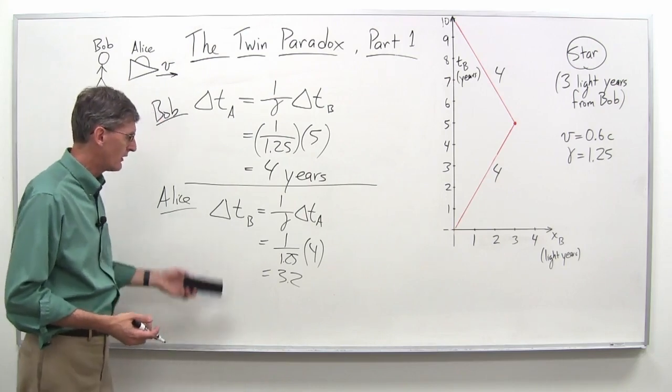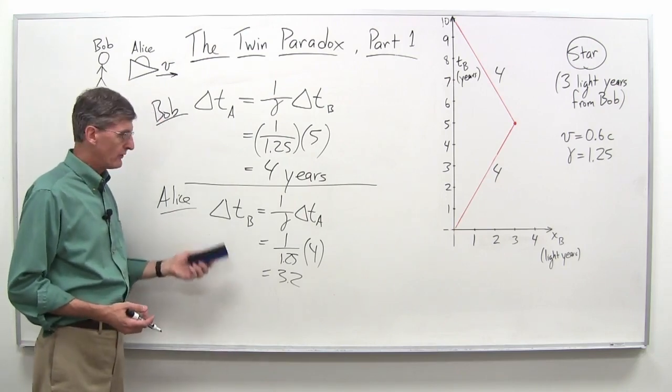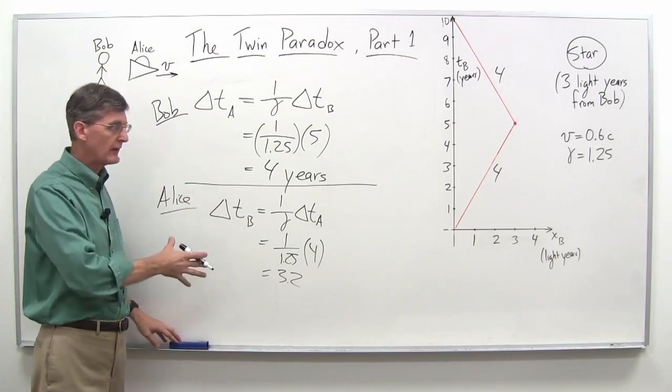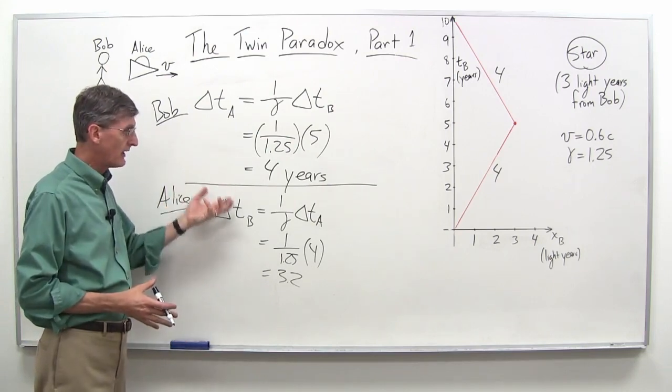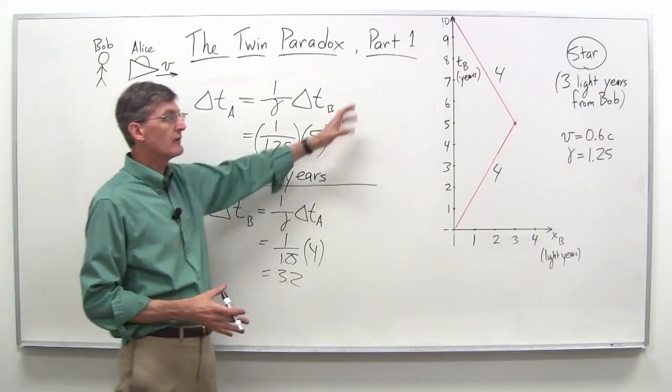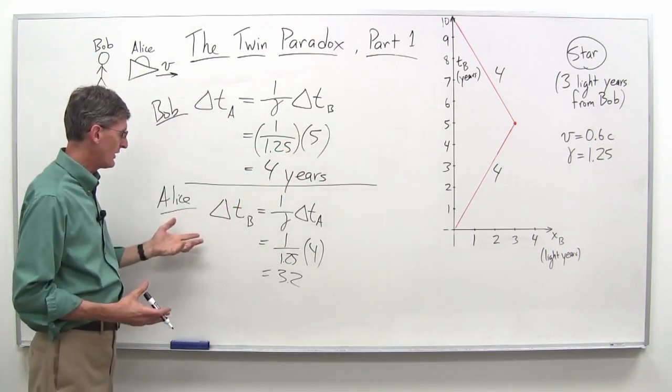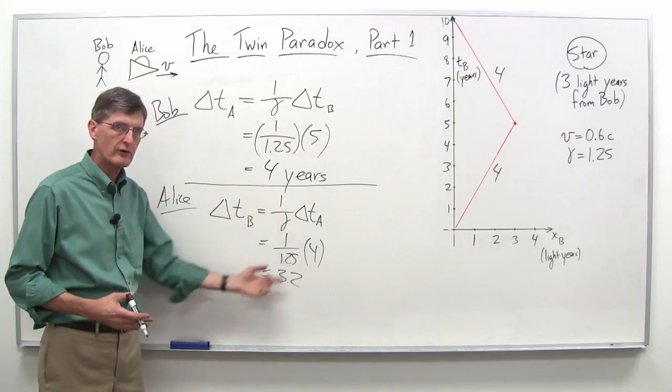And so we have to figure out what's going on with this in terms of the special theory of relativity. Can we explain this so that we can understand that when they get back, the answer is, Alice has aged 8 years and Bob has aged 10 years, and yet this part of the analysis also for Alice is correct.